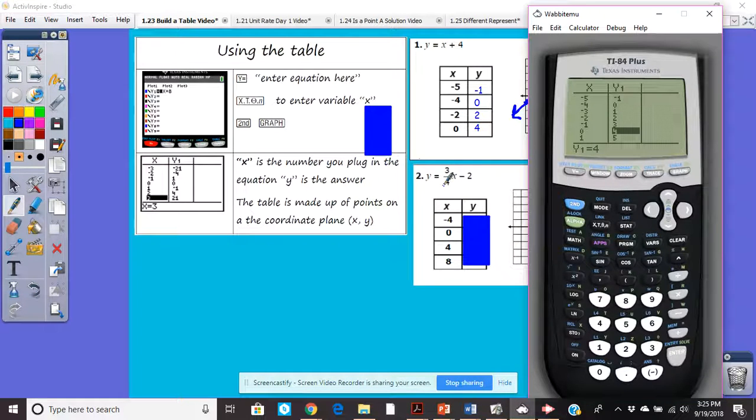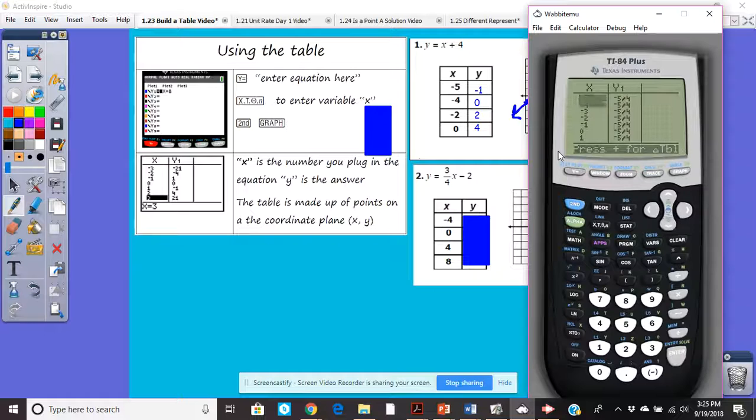All right, so the next one is 3/4 x. So I'm going to go back to y equals, and I want to clear that equation out. Now, to put a fraction in, alpha y, and then 1. And so my equation here is 3/4, and then you're going to subtract 2. And so again, you're going to hit second graph, and that's going to bring up your table.